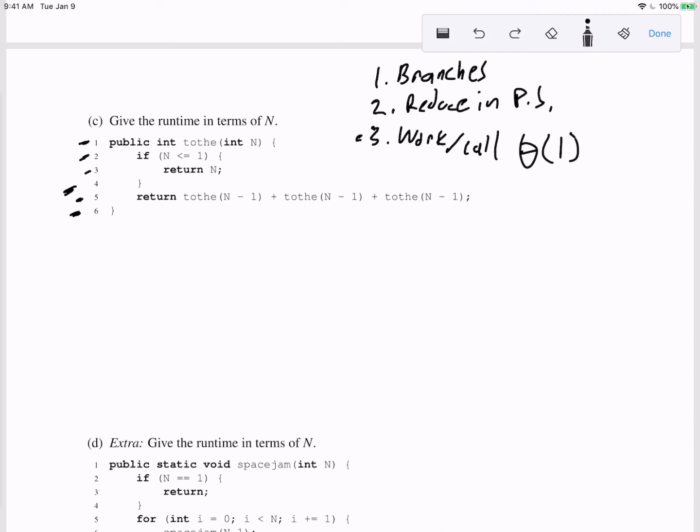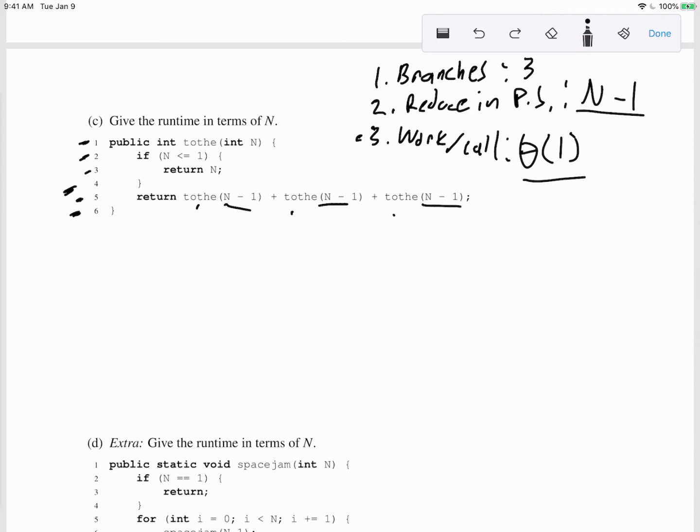Let's look at the reduction in problem size. For that, we look at the parameters. The parameters are all n minus 1. Usually we see n divided by 2, or maybe n divided by some other number, but here we see n minus a number. We'll see later, when we do the analysis, why that's really bad. So we already have 2 of them: the work per call and the reduction in problem size. And the branches are easy. We just count the number of recursive calls: 1, 2, 3.